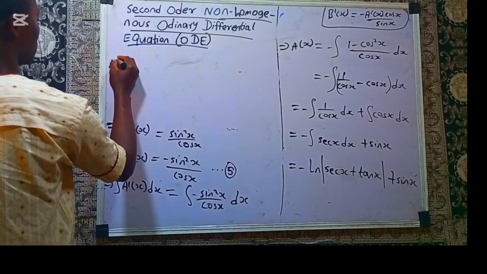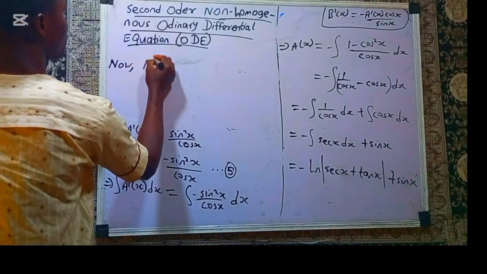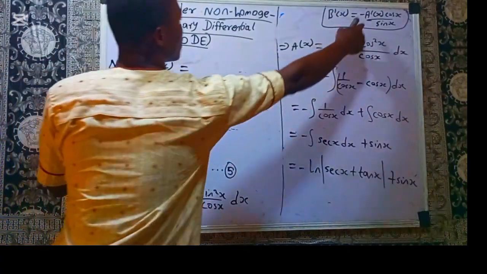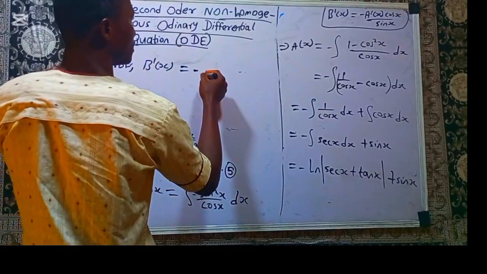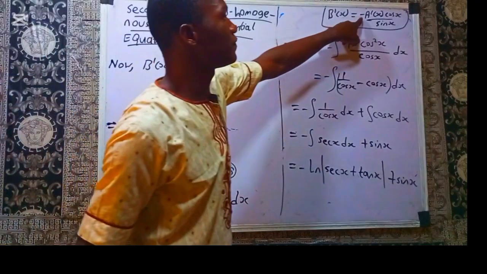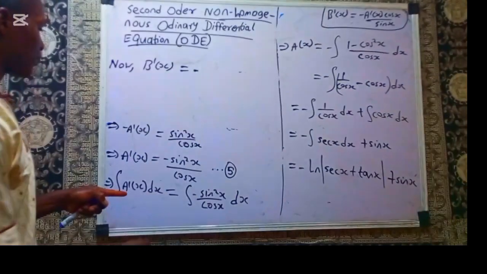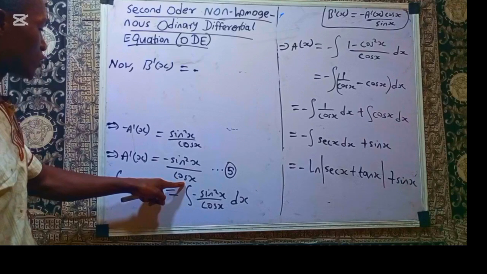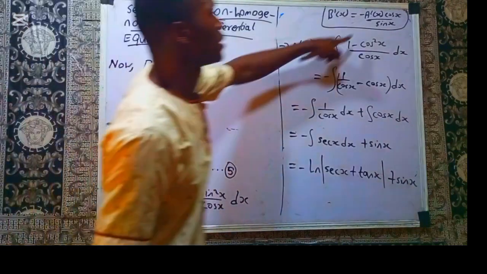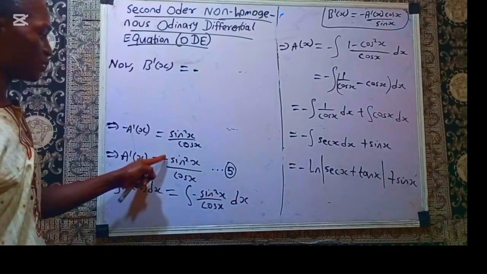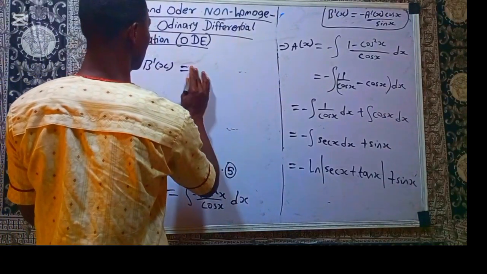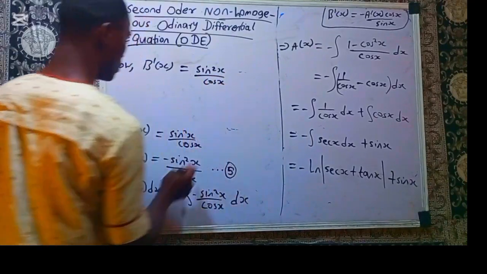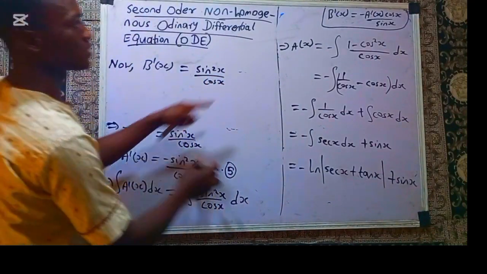Now b prime of x. Let's get the other function, b. B prime of x is equal to negative a prime of x. What is a prime of x? A prime of x is negative sine squared x divided by cos x. So if you put this quantity here, I have negative here, negative here, so I have positive sine squared x divided by cos x. So I've put this a prime of x here.